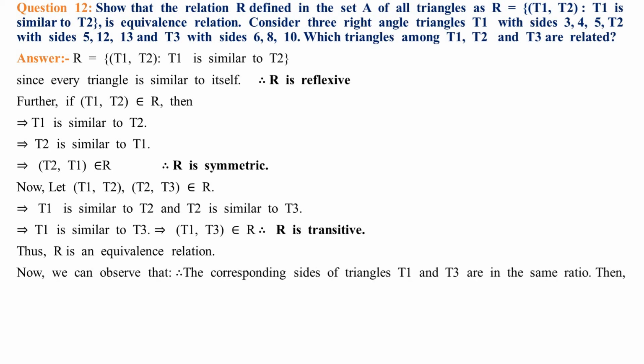Now we can observe that the corresponding sides of triangles T1 and T3 are in the same ratio. Why the same ratio? The first triangle T1 has sides 3, 4 and 5, and the third triangle T3 has sides 6, 8, 10. So 3 to 6, 4 to 8 and 5 to 10. So what is the ratio? Triangle T1 is similar to T3, so T1 is related to T3 with a ratio of 1 by 2.